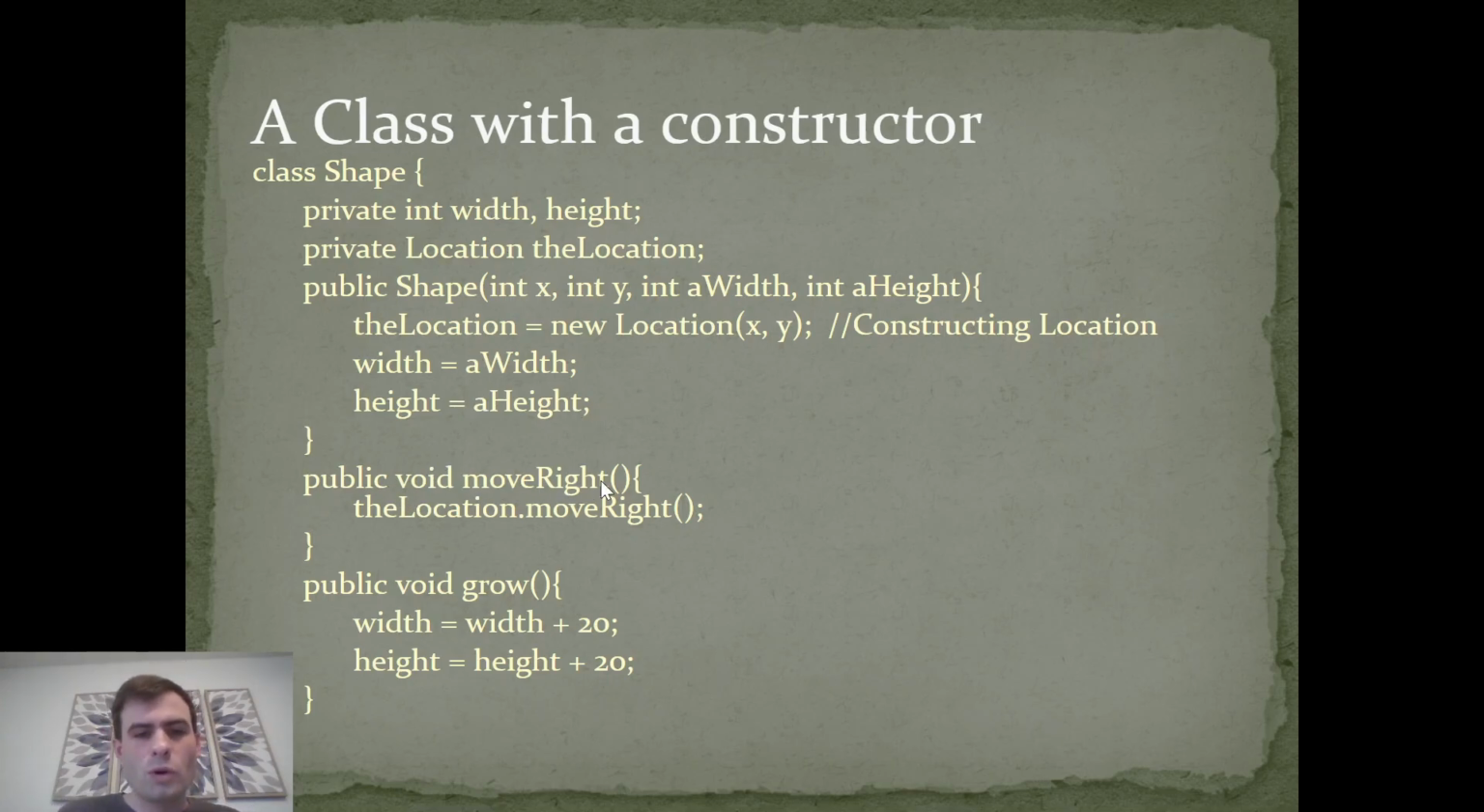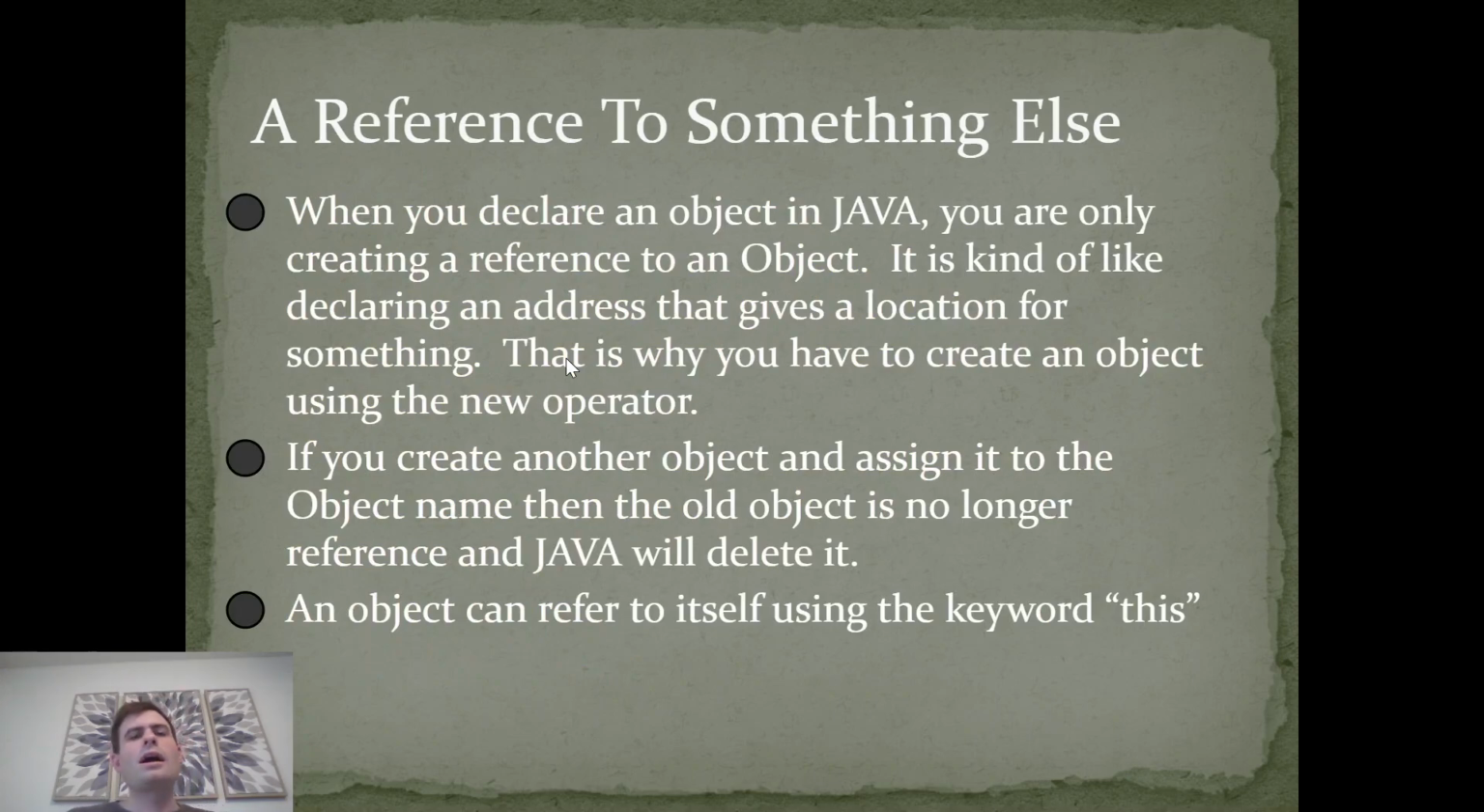Then we have the public void move right. This is the same method that we've seen before, and the public void grow, we've already seen this one as well. So the big thing here with the constructor is that we are constructing an actual object here. Cool.